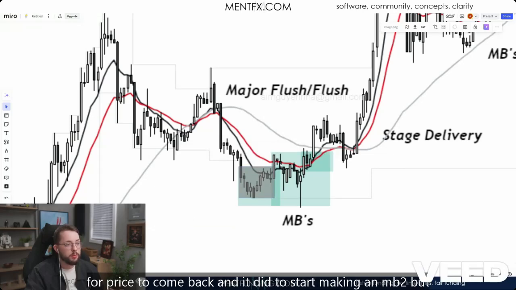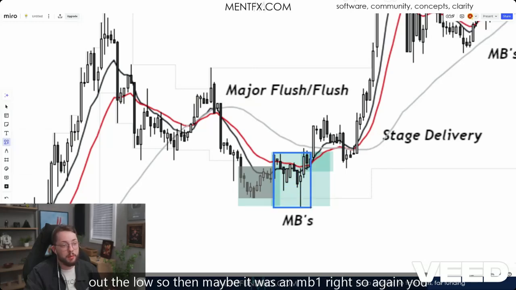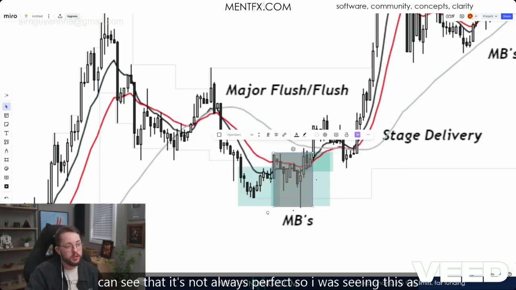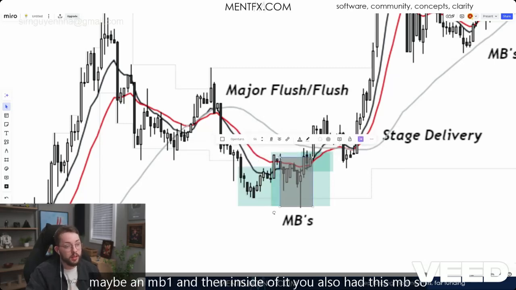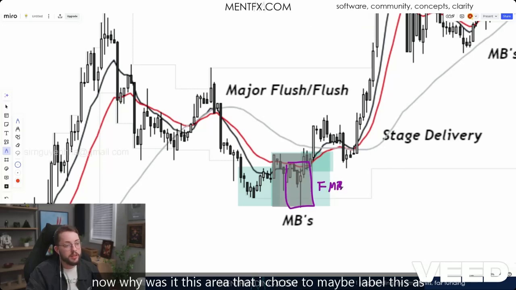And then I started waiting for price to come back, and it did, to start making an MB2. But as it was creating, as you can see here, MB2, it kind of took out the low, so then maybe it was an MB1, right? So again, you can see that it's not always perfect. So I was seeing this is maybe an MB1, and then inside of it, you also had this MB. So again, if this is MB1, then this right here acts as an FMB1. Now, why was it this area that I chose to maybe label this as an FMB1?